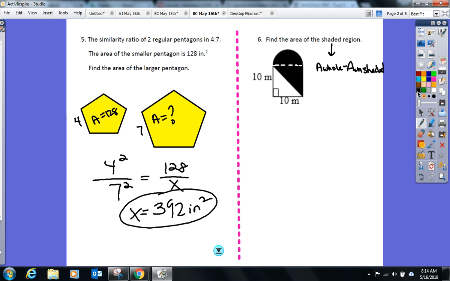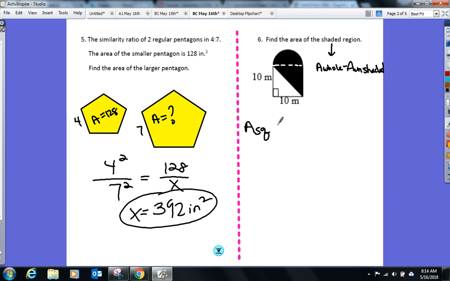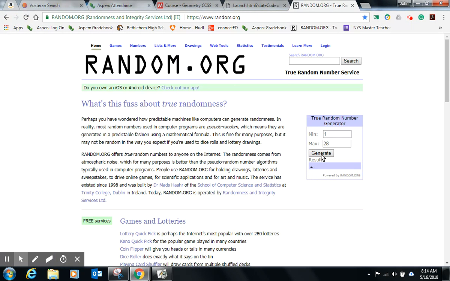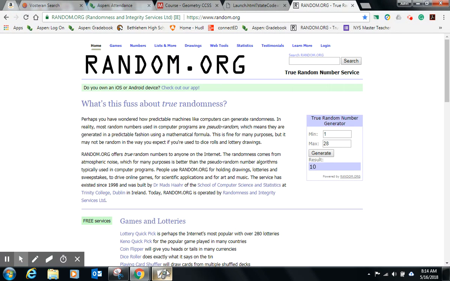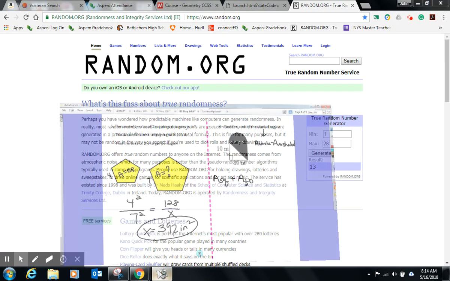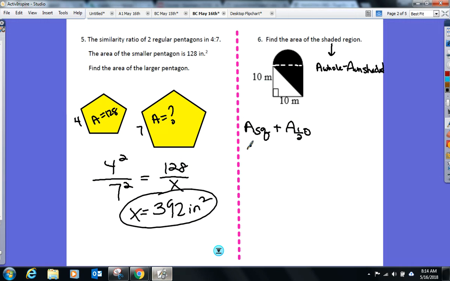Break it up into figures you do know. So we'll do area of the square plus the area of the half circle. Need somebody to help me out with that. Here we go. 10. What about the square? What are the dimensions of the square? Oh, nice. And I should have known that. 10 times 10. How about the circle now? I'm going to do 1/2 pi r squared, but what's the radius here? 5. Diameter was 10.